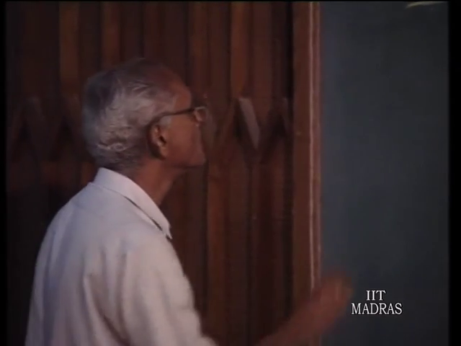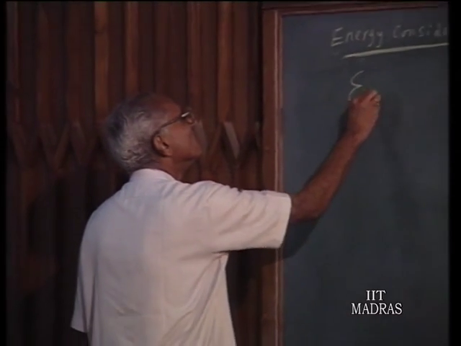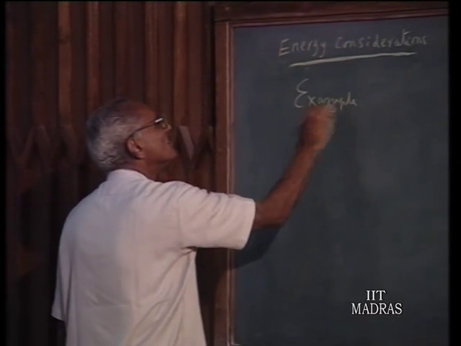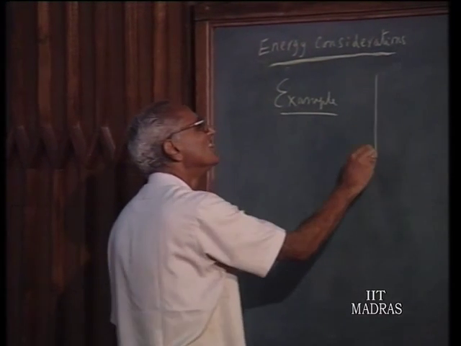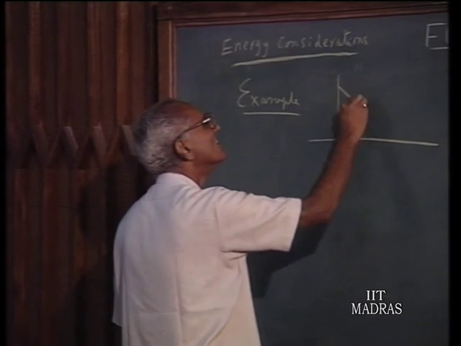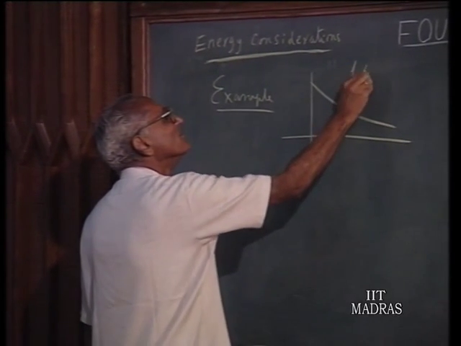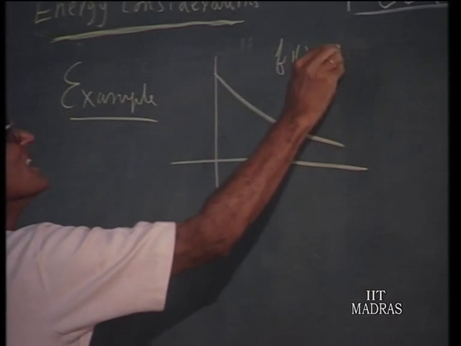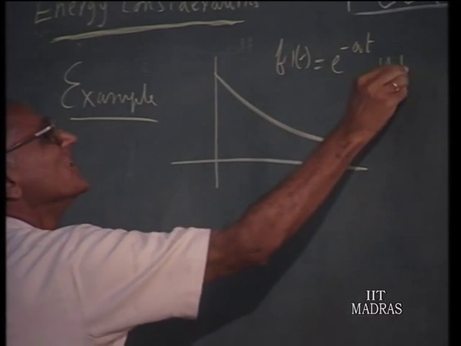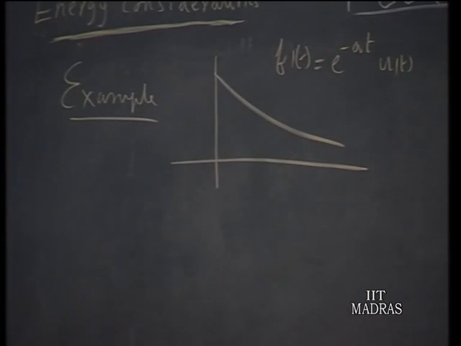Take this example. We have f of t is e to the power of minus a t u t. Now, we would like to calculate the energy content in the signal, energy available from the signal, in two ways. Time domain.